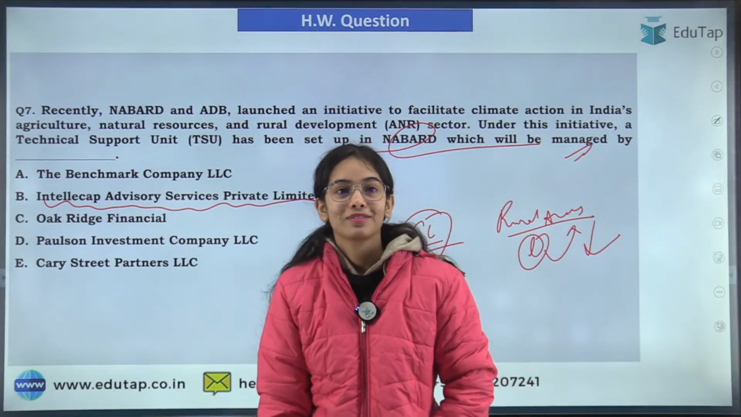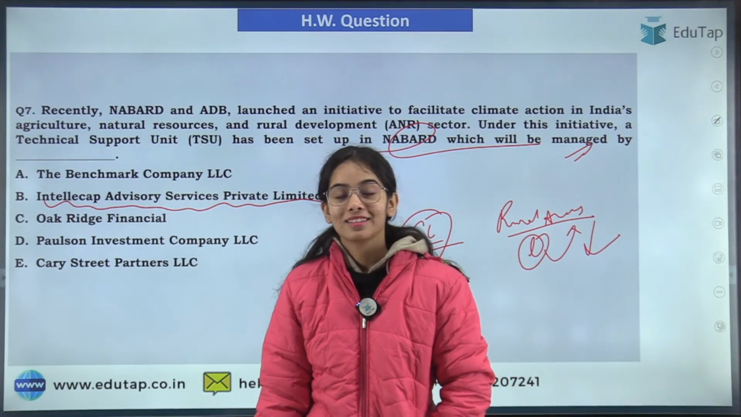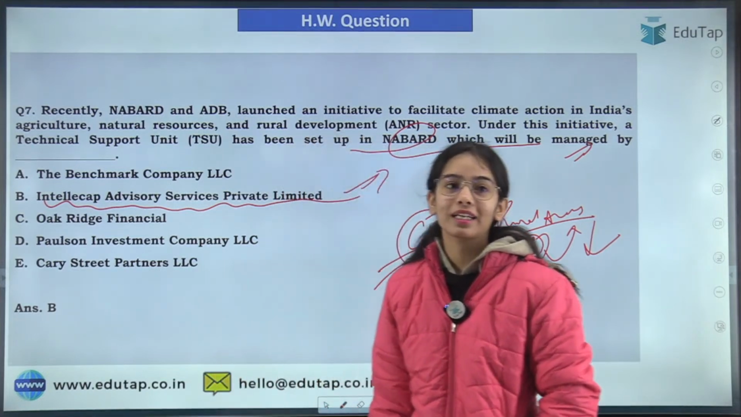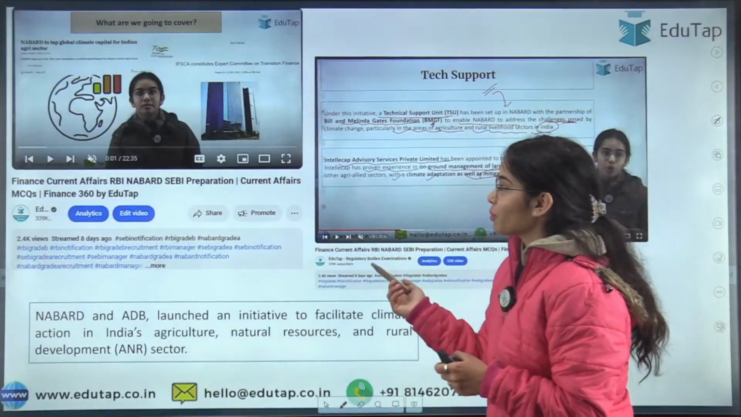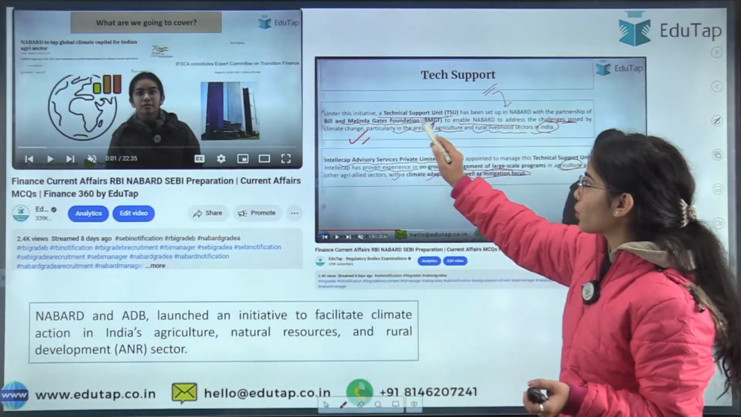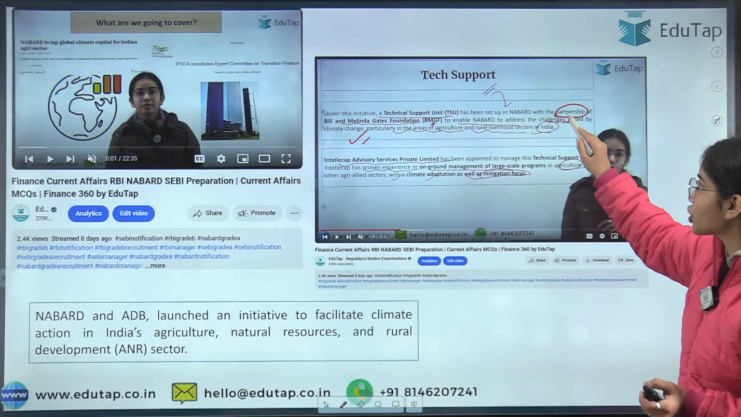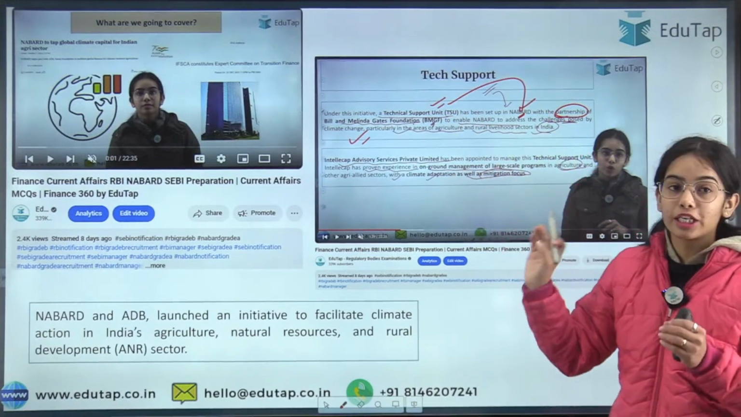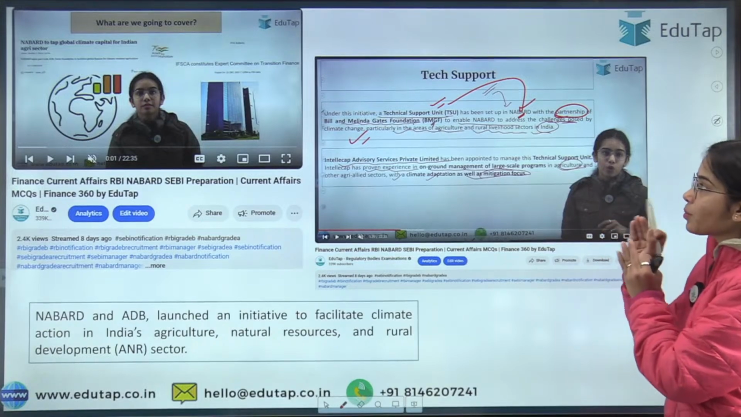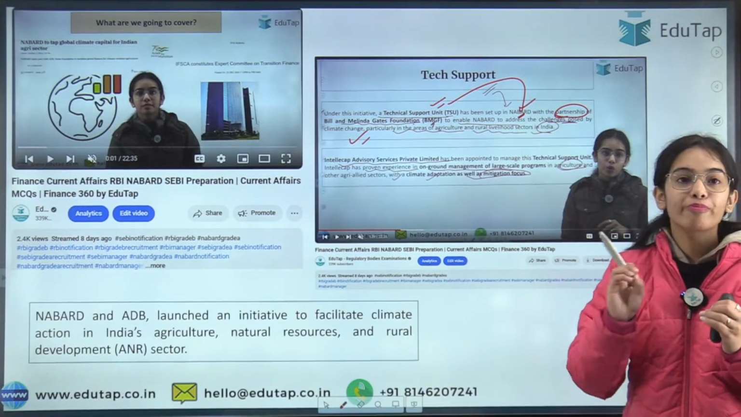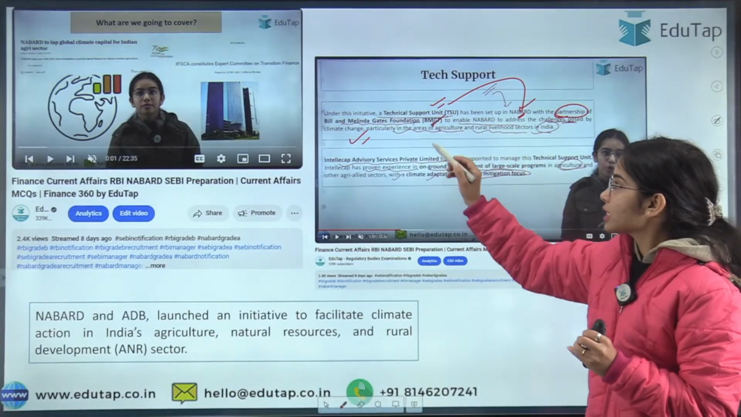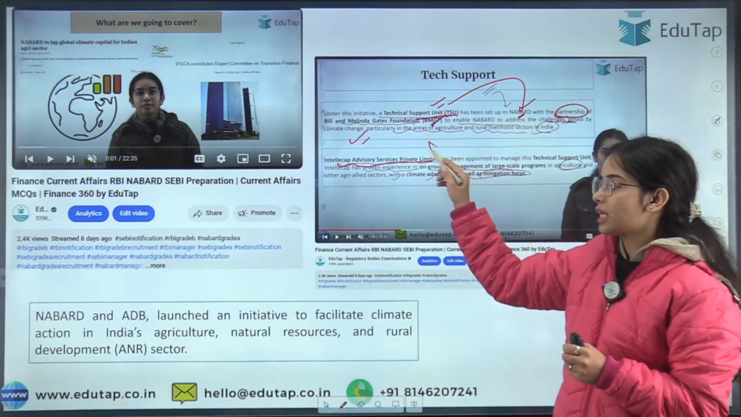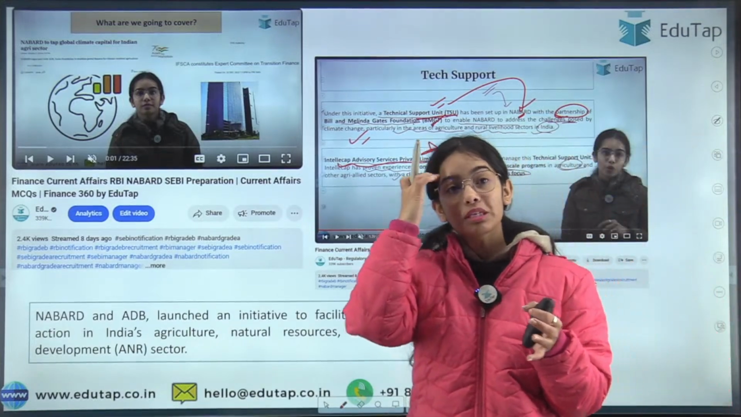It is the Bill and Melinda Gates Foundation. Yes, very good, Rohit and Arish. In partnership with NABARD, they have set up the technical support unit in NABARD. So under this initiative of NABARD and ADB, a technical support unit has been set up in NABARD with the partnership of the Bill and Melinda Gates Foundation, and this unit is being managed by EduTap Advisory Services Private Limited. These are the two names you must be aware of.